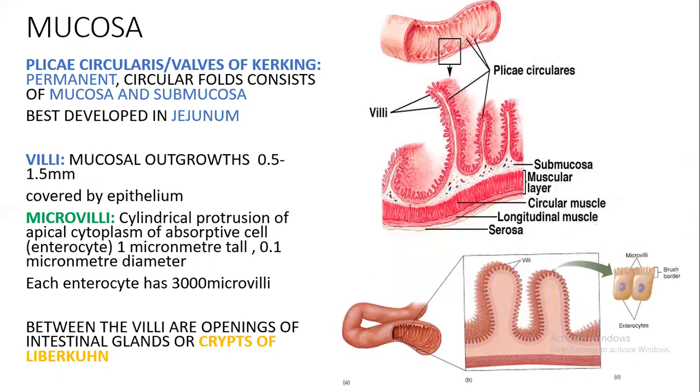Mucosa of the small intestine has some peculiarities which we are going to discuss. First of all, you must know what are plicae circularis. When viewed macroscopically, the lining of the small intestine shows a series of permanent circular or semilunar folds. These folds are known as plicae circularis, and they are also known as valves of Kerckring. They consist of both mucosa and submucosa, and they are best developed in the jejunum.